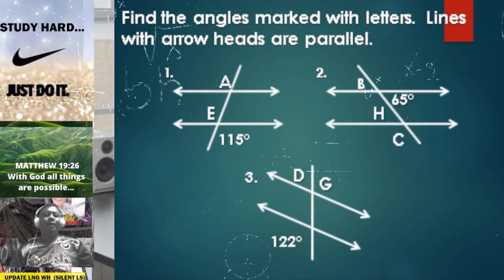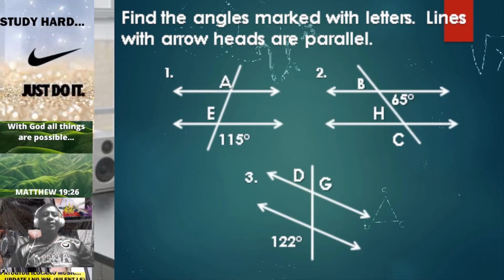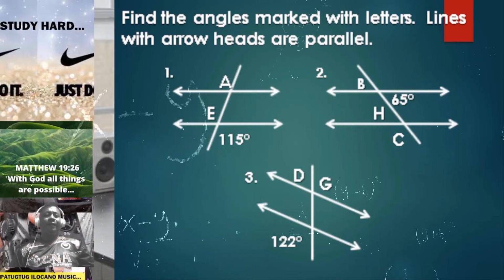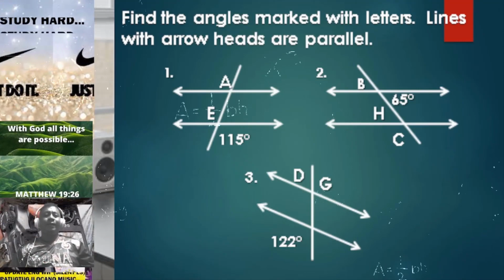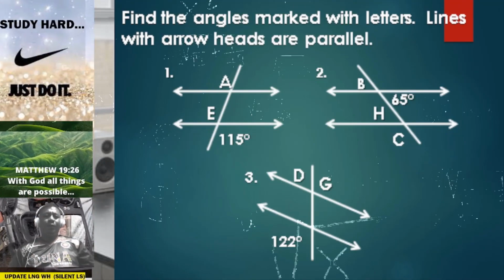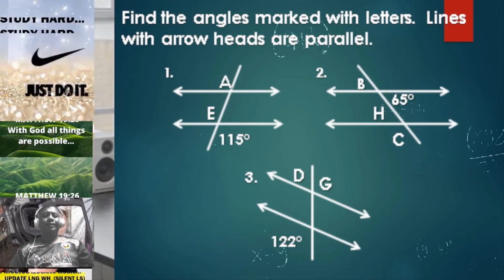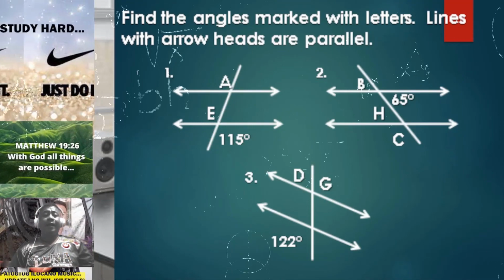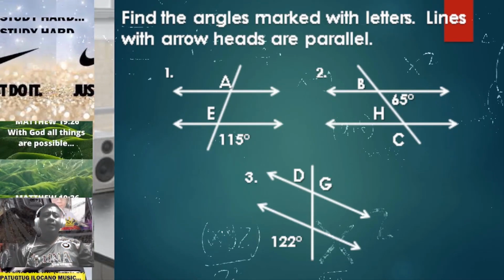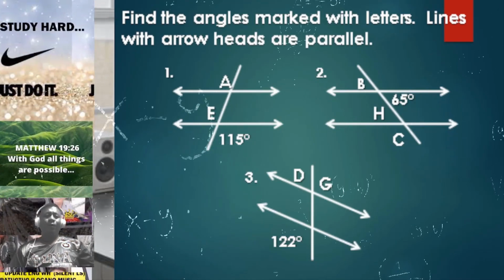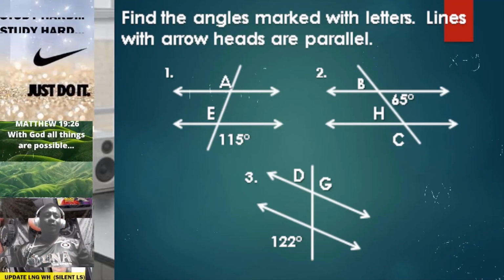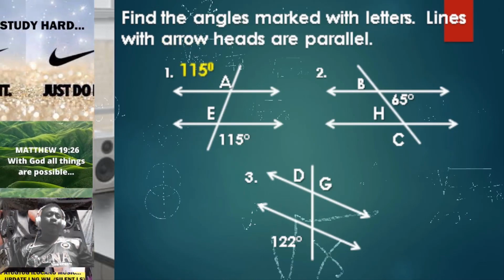Consider number 1. We are to determine the measures of angle A and angle E. Given an angle measure of 115 degrees, what is the relationship between angle A and 115 degrees? That's right, they are alternate exterior angles. And take note, alternate exterior angles are congruent. Therefore, the measure of angle A is also equal to 115 degrees.